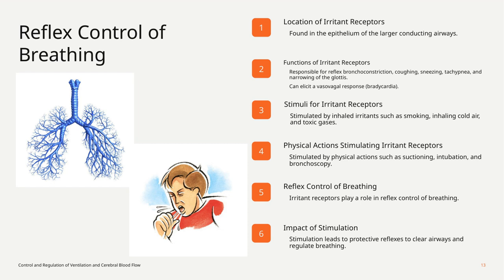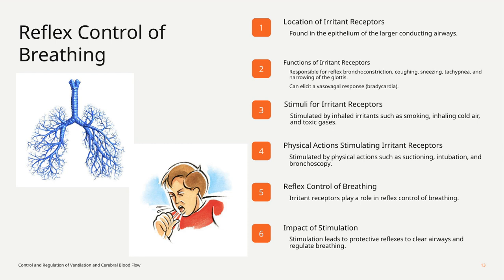When these irritant receptors are stimulated, they initiate several protective responses. These include reflex bronchoconstriction, which narrows the airways, coughing and sneezing to expel irritants, and an increase in breathing rate, known as tachypnea. Sometimes, stimulation can even cause a narrowing of the glottis, which helps prevent entry of harmful substances.